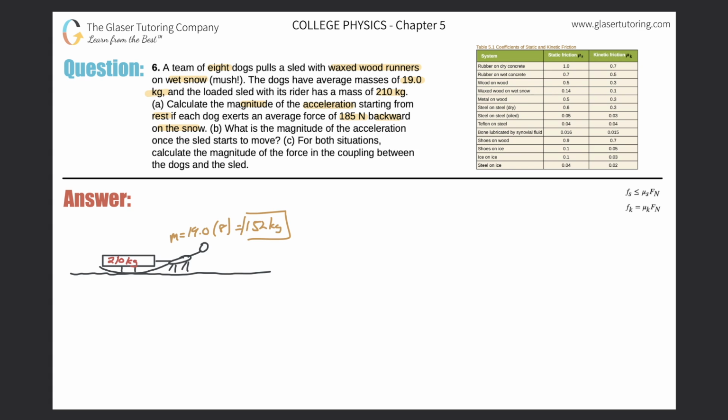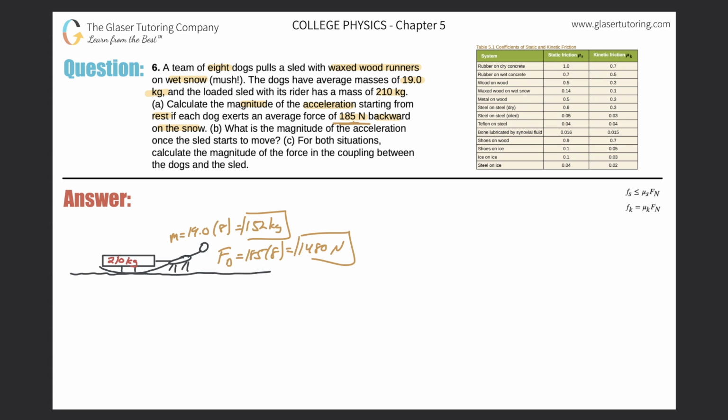Okay, so what that means is that if each dog exerts this force of 185 newtons, then the total force here for the dogs, I'll call it F of the dogs, is going to equal 185, again, multiplied by 8 because there are 8 of them. So we get 185 times 8, and we get 1480. So we have 1480, and that would be in newtons. That's the total force of all the dogs. All right. Now, let's see. Okay, so we got all that.